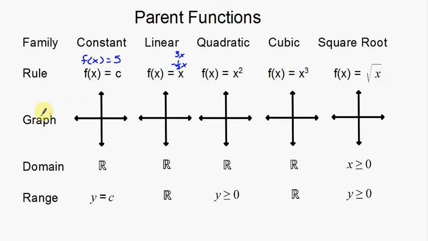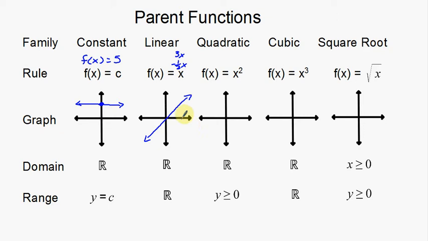Okay, now, what do these graphs look like? Well, a constant graph is going to be a horizontal line somewhere. Now, if this was f of x equals 5, this point on the y-axis would be a y-intercept of 5. Okay, so that's what a constant graph looks like. Linear, those are your lines. Now, don't mistake them for your lines for your constant graphs. Linears are going to be diagonal.